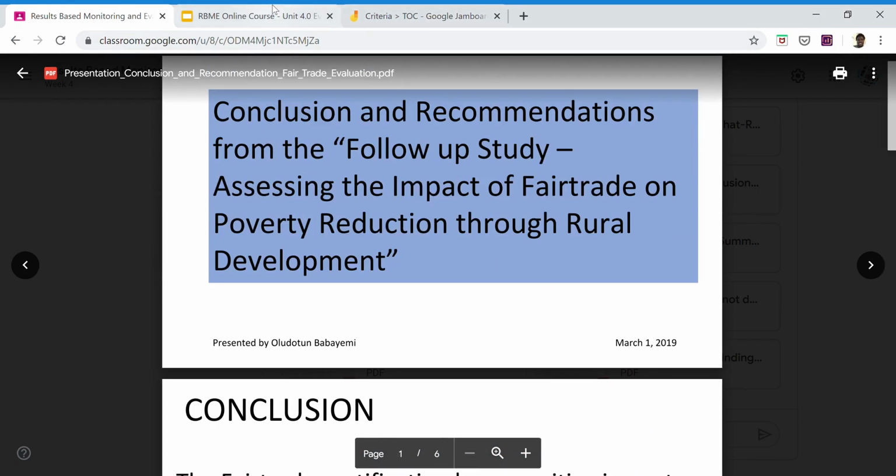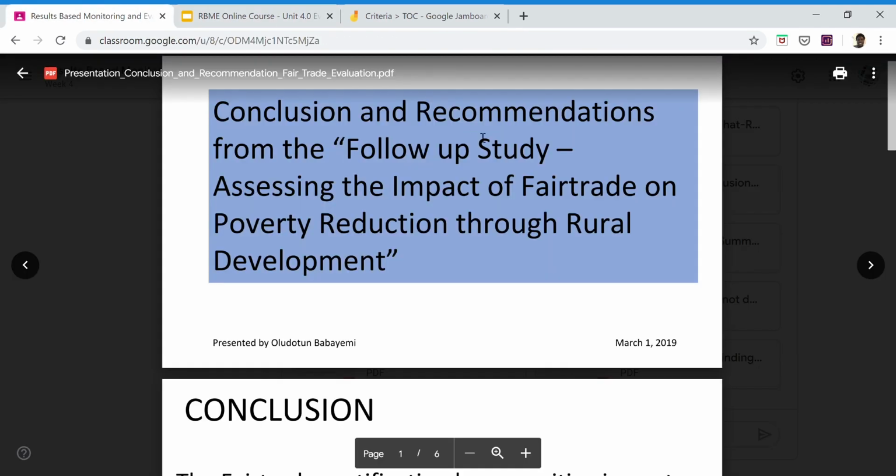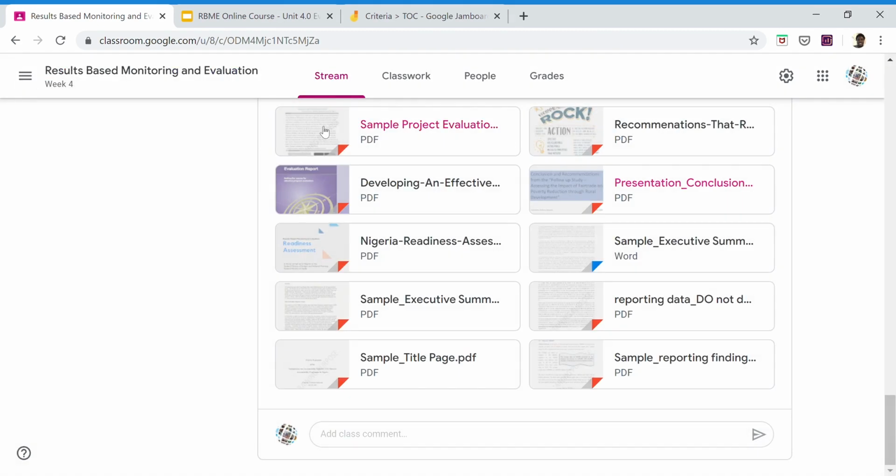We want to see how you're going to coin your recommendations for the electoral process. We're not going to discuss who you are supposed to write the recommendation to, it's just for you to write a recommendation. So let's go to the classwork.